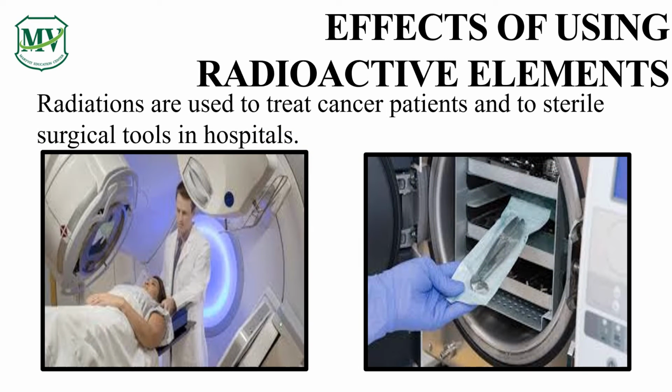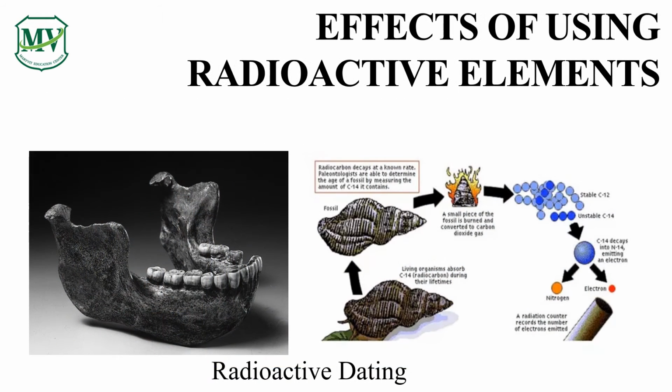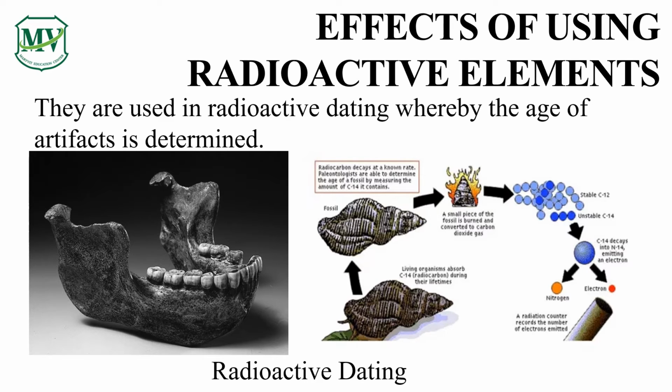Radiations are used to treat cancer patients and to sterilize surgical tools in hospitals. Why is sterilization of surgical tools in hospitals important? Right, for our safety. Radioactive dating determines the age of organic material by measuring the radioactivity of its carbon content. With radioactive dating, we can determine the age of the organic material.